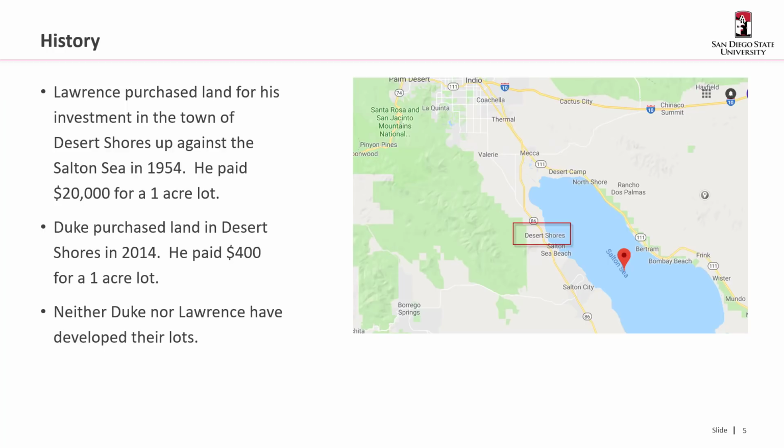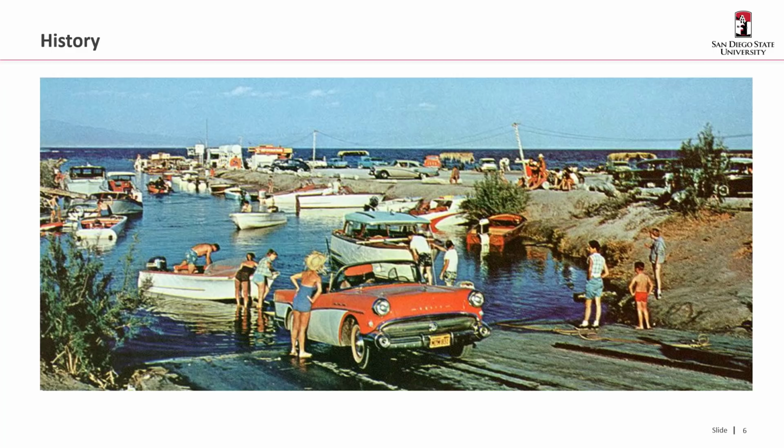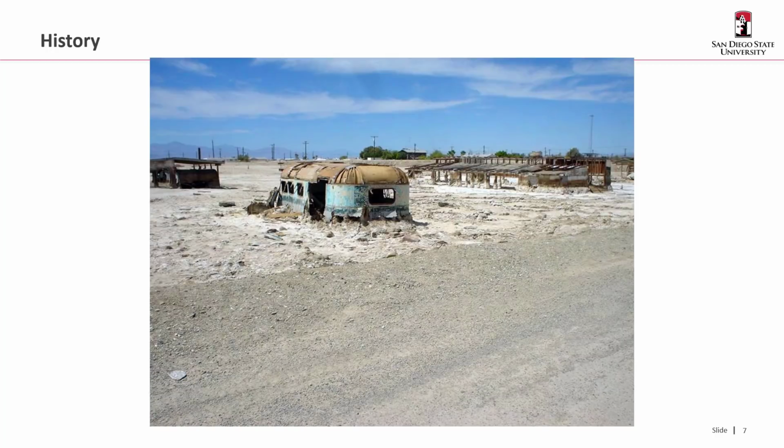And now neither Duke nor Lawrence have developed their lots. They bought it only for investment. Okay, so you can see there is a giant price difference here. So the reason is in 1954, this is what the Salton Sea looked like. So it was useful, people boated on it, it was a bit of a vacationer's paradise. However, more recently, the Salton Sea looks like this. So when Lawrence bought it, it was lovely. When Duke bought it, it was a bit of a wasteland.